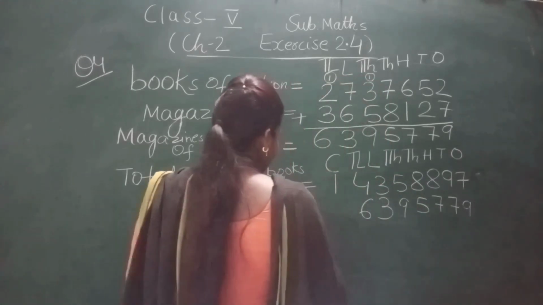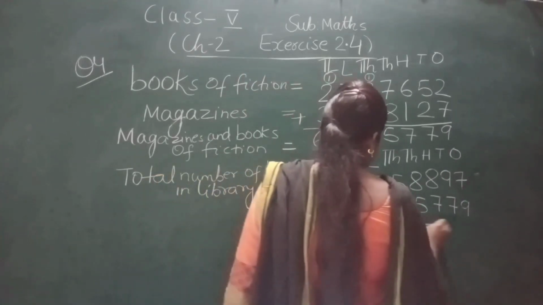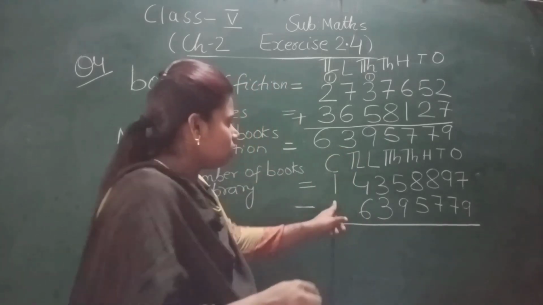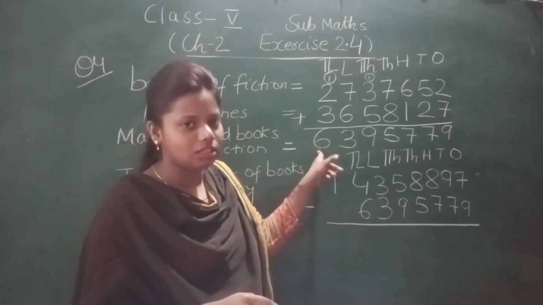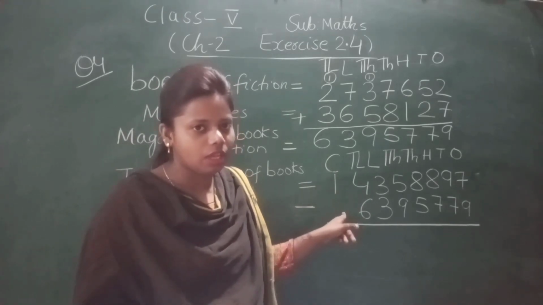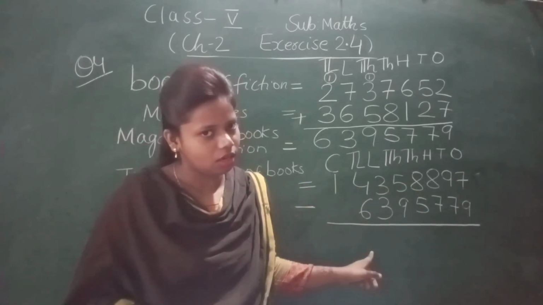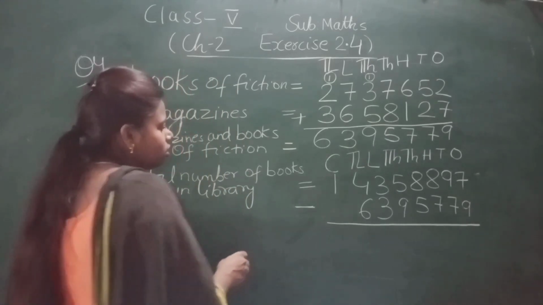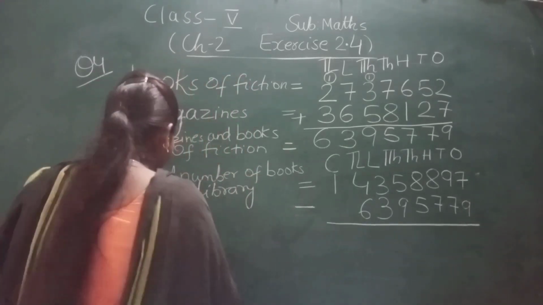9775936. Then we will subtract this. I have not placed from this side because it is in the 10 lakhs place. I have not written here because it is the crores place, so I have written from that side. Now let's subtract to find the number of reference books.